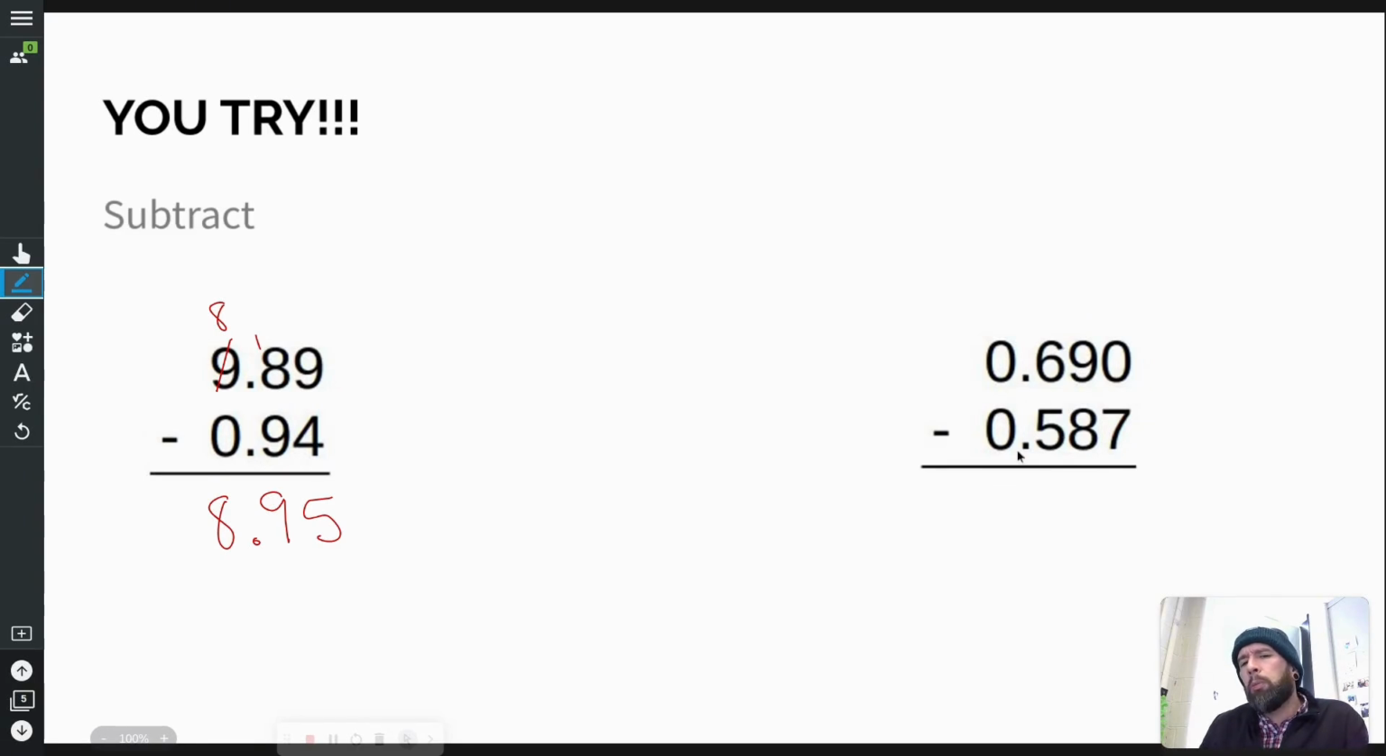Okay. Switch up the colors a little bit. So we got 3 decimal places minus 3 decimal places. 0 minus 7 can't do it. Borrow from you, make you a 10. 10 minus 7 is 3. 8 minus 8 is nothing. 6 minus 5 is 1. 0 minus 0 is 0. Drop down the decimal. 103 thousandths.